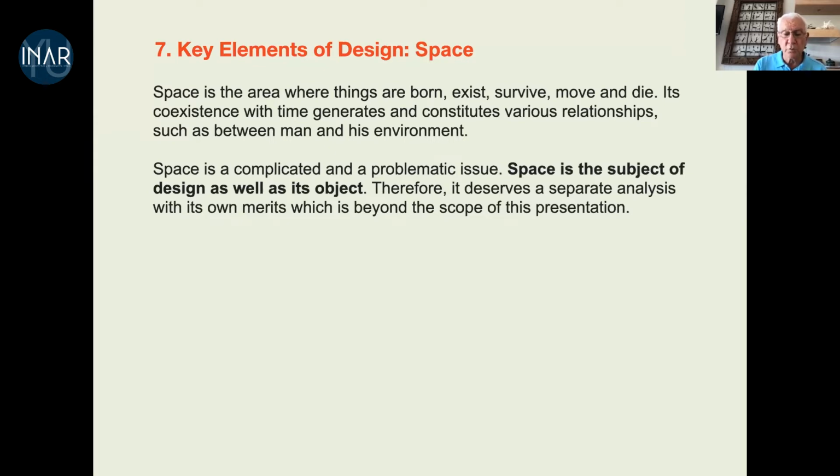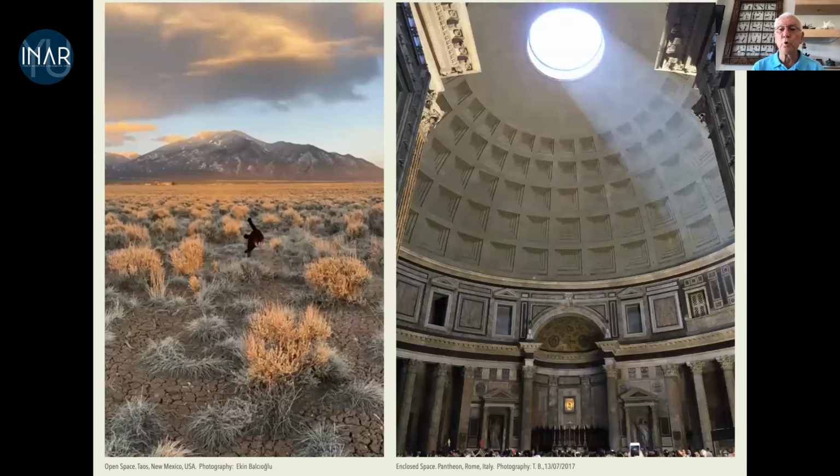Just to inspire you a little bit, I will give you two contradictory spaces. One is from Taos, New Mexico, an open space. You can see the wilderness and the depth and the power of emptiness. And the other one is an enclosed space, a well-known Roman building, the Pantheon in Rome, in Italy. And you can see the use of light and shape and geometry and all the other stuff that we mentioned so far.